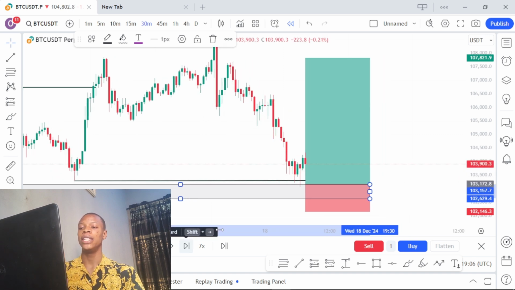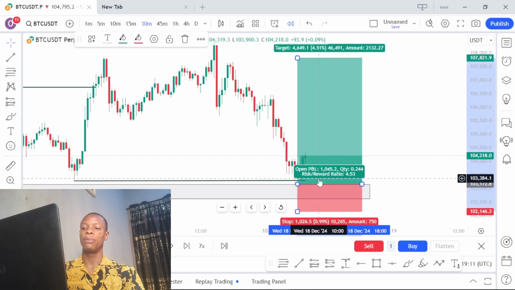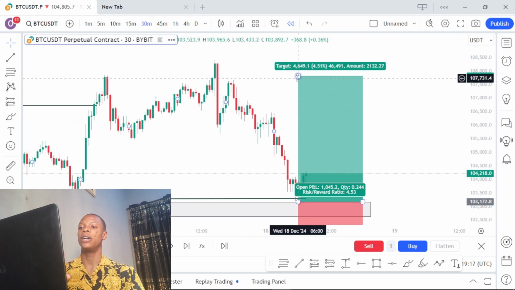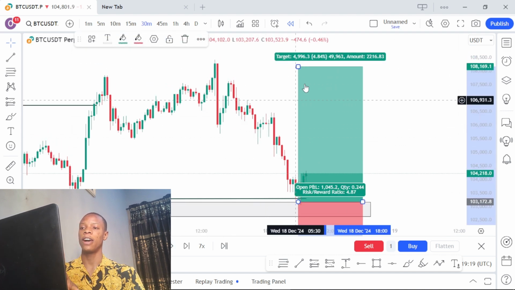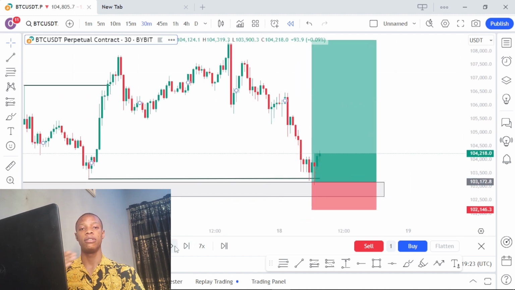So let's see. It's going to clear out that low. You can see what happened. It cleared out that low, finally tapping on our order block, and it's already moving in some crazy profits. My target was this high. I was having a 1:5 risk to reward ratio.